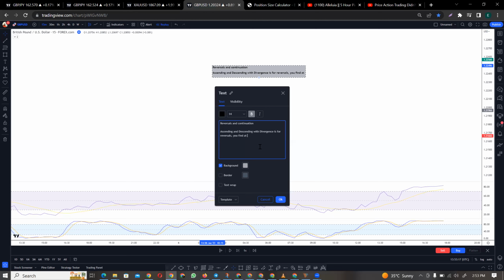So you find this at the topmost and bottommost. I'll put it in trading terms. You'll find this at a level of support or resistance. It makes sense this way.